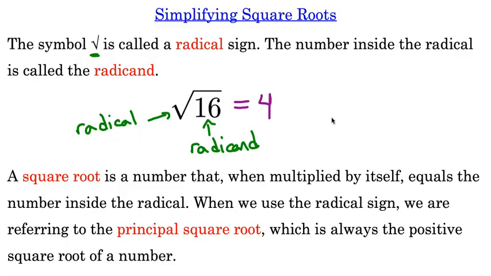Now this is the process when the radicand is a perfect square. What happens when the radicand is not a perfect square? And that's what we explore and learn how to do in the next few slides.